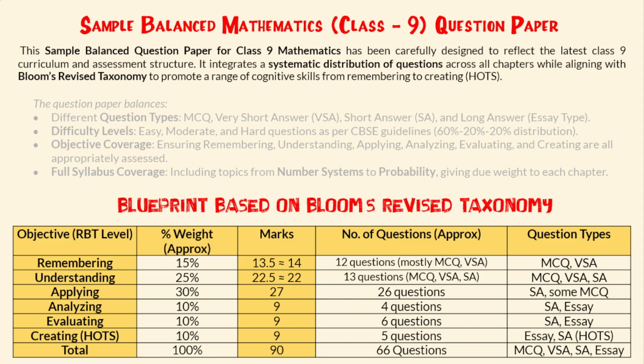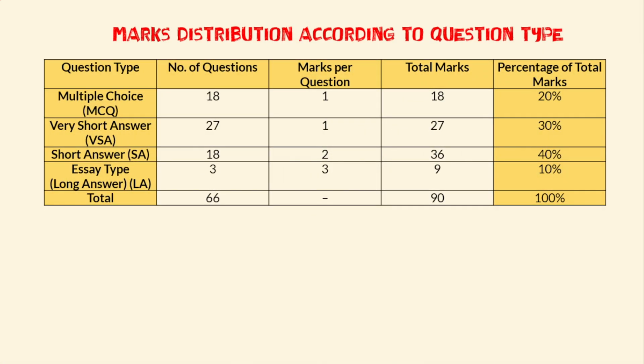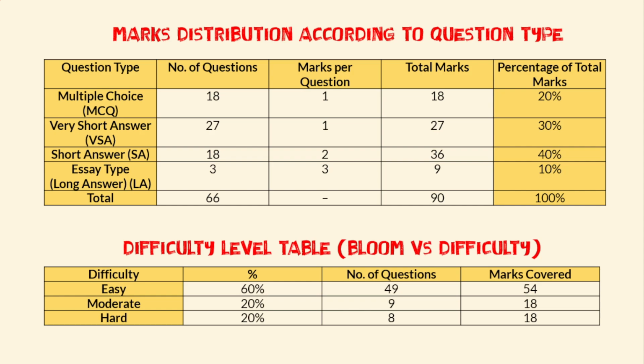Total 66 questions. Here 20% marks is allotted for multiple choice questions, 30% marks is allotted for very short answer type, 40% marks is allotted for short answer type and 10% marks is allotted for essay type questions. Here I have given 18 MCQ, 27 very short answer type, 18 short answer type and 3 essay type questions. Now this is the difficulty level table. Here 60% questions are easy, 20% moderate and 20% hard. Here I have given 49 easy questions, 9 moderate questions and 8 hard questions.